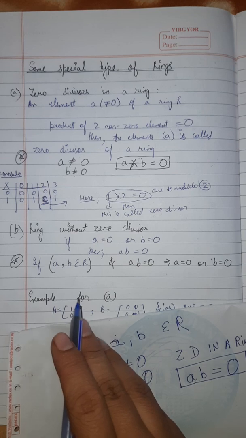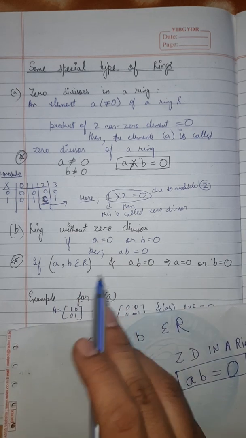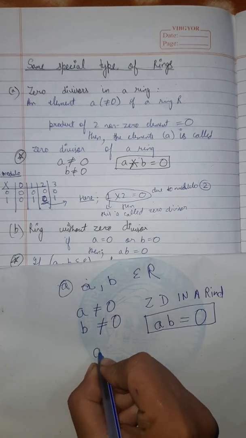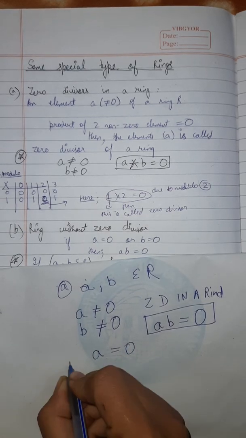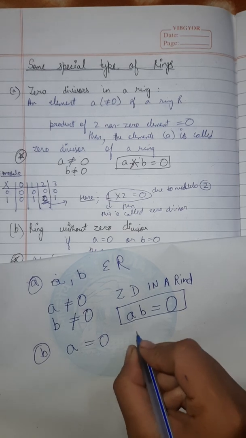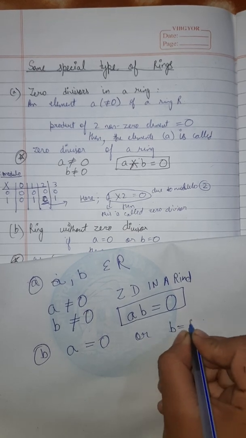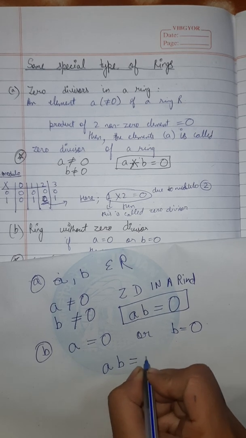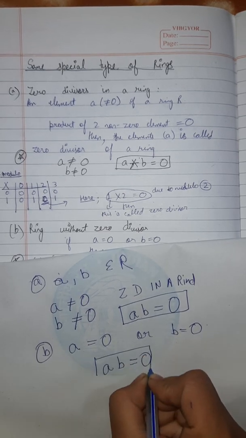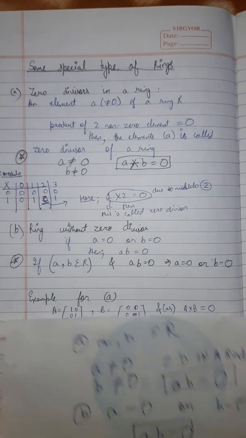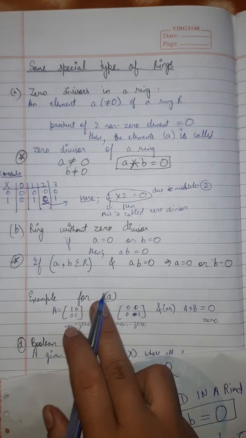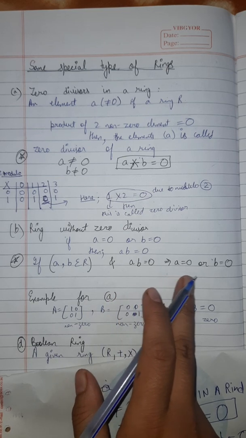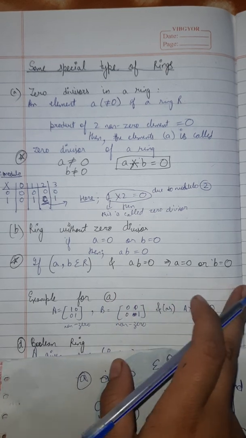The second one is a ring without zero divisor. For a ring without zero divisor, there is a condition that either A must be equal to 0 or B must be equal to 0 whenever the product of A and B is equal to 0. This is the condition for a ring without zero divisor. If A, B belong to R, then AB equals 0 only when A is 0 or B is 0.